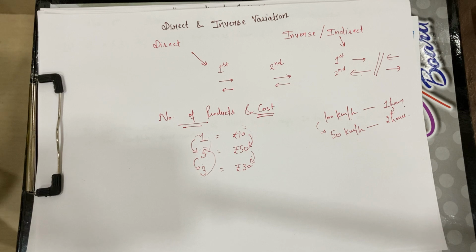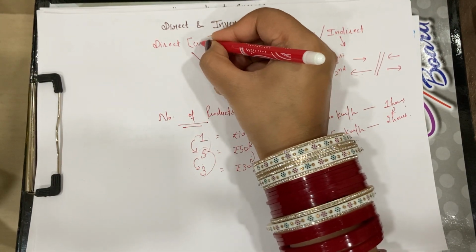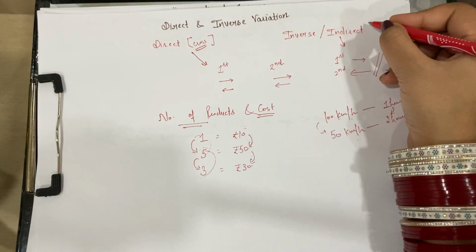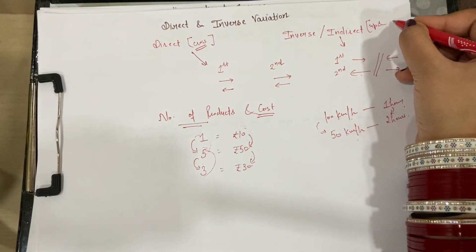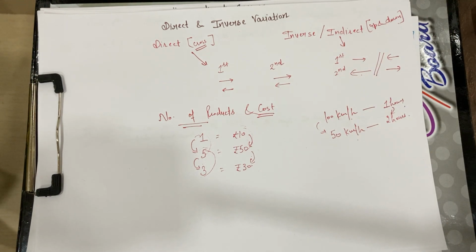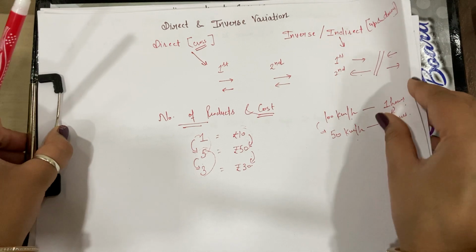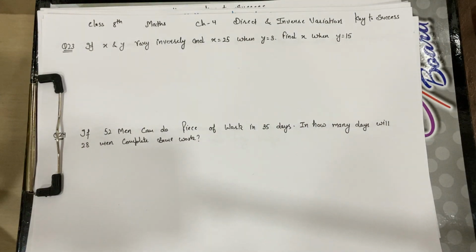How do we solve these kinds of sums? The brief explanation is, in direct we do cross multiplication, in inverse we do up and down multiplication. I'll show you some examples of it, the important questions from the point of view of the exam. So if the question is related to direct, we'll be cross multiplying. If it is inverse, we'll be multiplying in an up and down way.